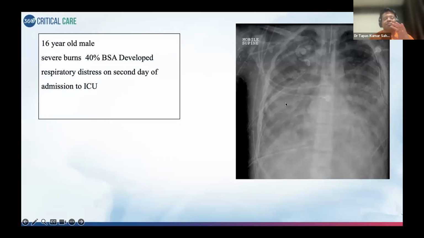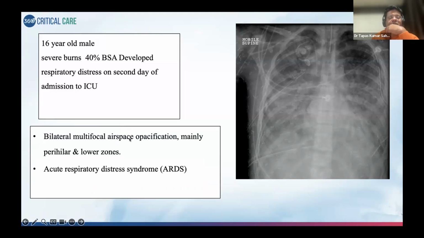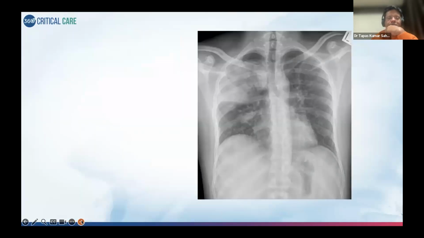Can you read the problem here on the X-ray? What has happened? A 40% burn, respiratory distress on the second day of admission, 16-year-old male: bilateral multifocal airspace opacification, mainly perihilar and lower zones, ARDS. I'm keeping to the exact significant finding.